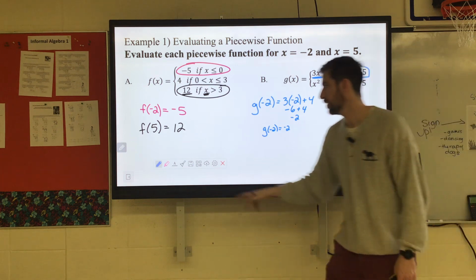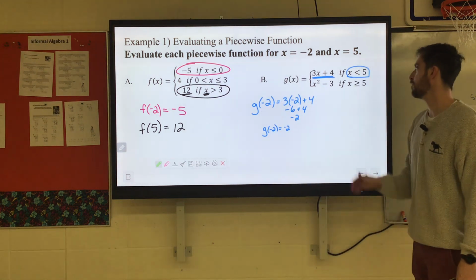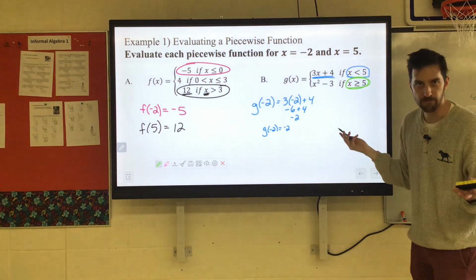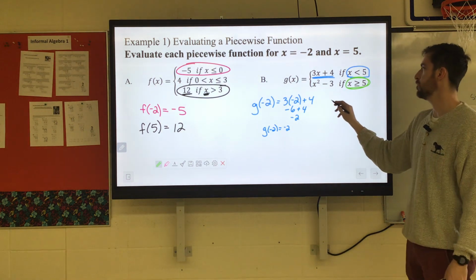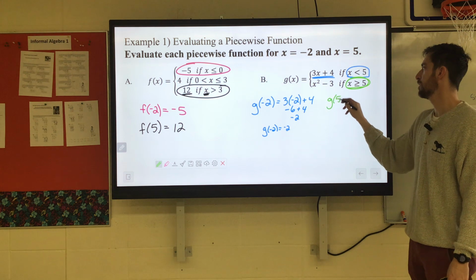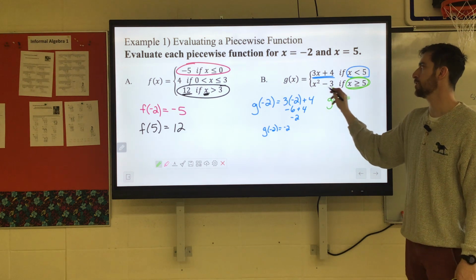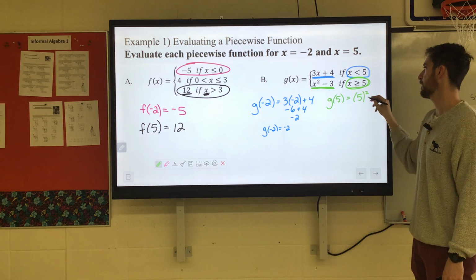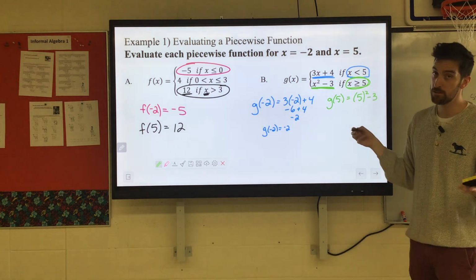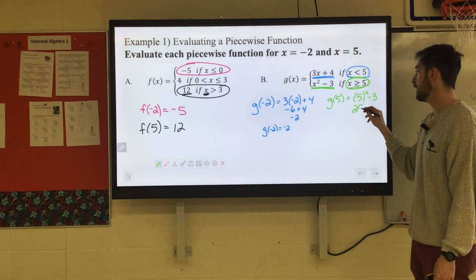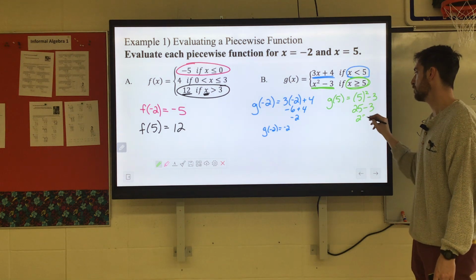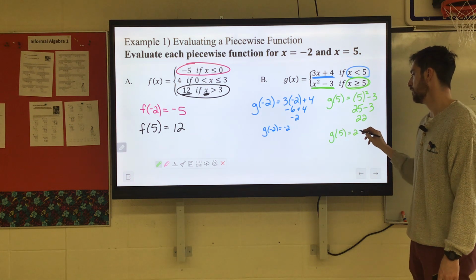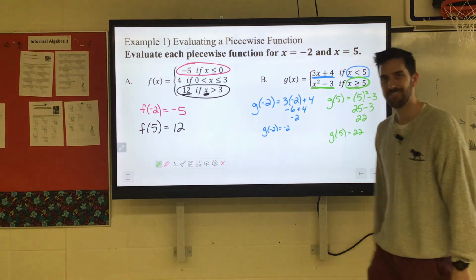Fun. Now we're going to try it for positive 5. Well, positive 5 would fall into the second equation because that's greater than or equal to 5. So we'll say g of 5 equals, and we're going to use this equation, x squared minus 3. So 5 squared minus 3. 5 squared is 25, minus 3 is 22. So g of 5 equals 22. That was fun.